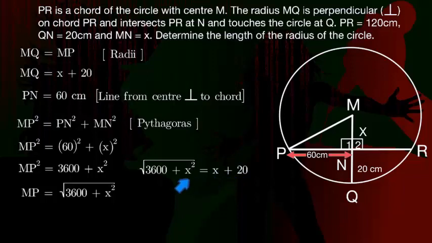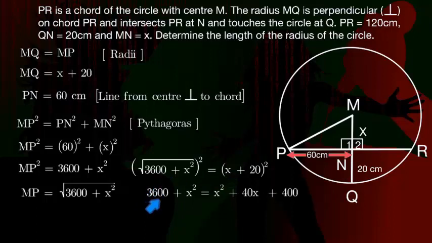And now you know what to do from algebra. This is a surd, so we're going to isolate the surd, which it is, and then we're going to put both sides into brackets and square it. We get 3,600 plus x squared is equal to, first times first is x squared, first times second times 2 is 40x, because this is a product of two binomials, right? And then second times second is plus 400.